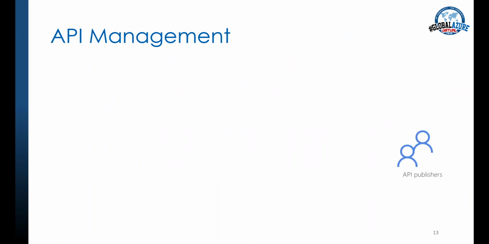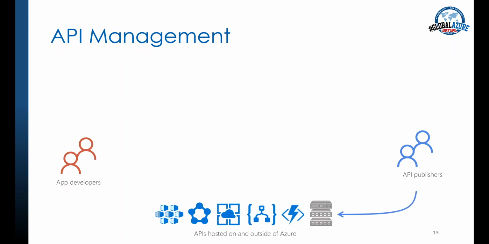Okay, so API management, you have your API publishers, and on the far left, you have your app developers. So the API publishers, you're going to publish your app, and those apps can be hosted, again, in the cloud. It could be any cloud for that matter. It doesn't have to be Azure. It could be hosted on-prem.